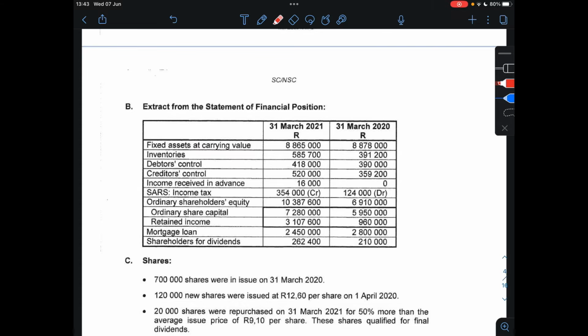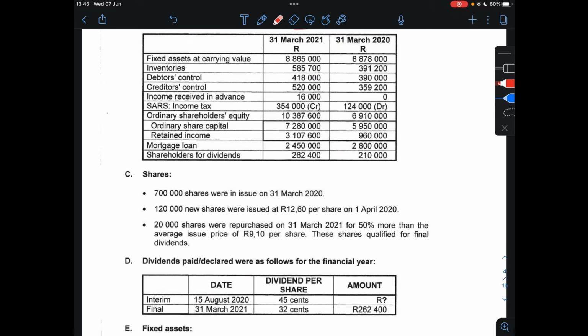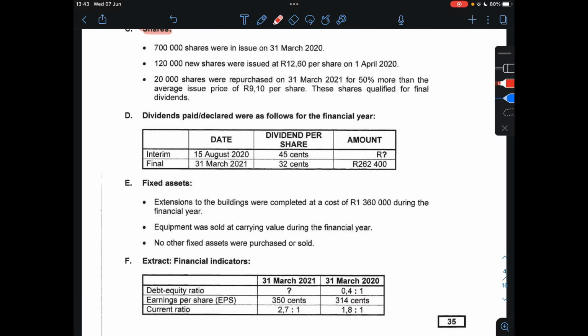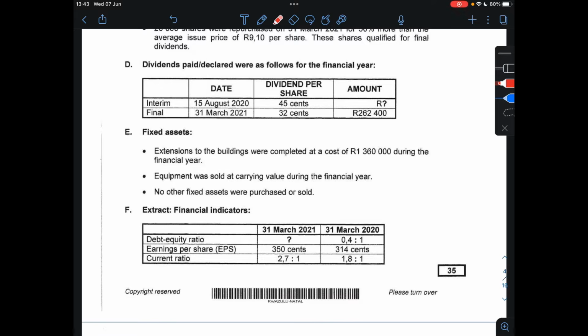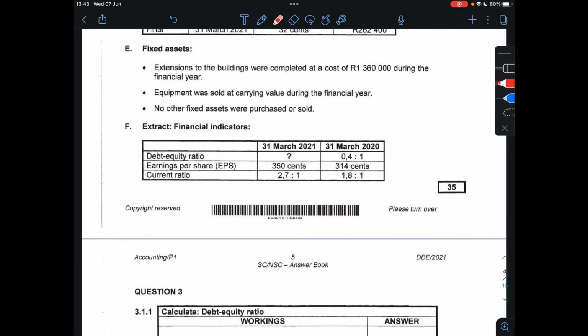And then B, you are given your extract from the statement of financial position, your balance sheet. And then you are given C, information about your shares, how shares were sold during the year, what shares were repurchased. And then D, you're given information about dividends that were paid and also declared for the financial year. Number E, we're given information about fixed assets. And then F, we are given an extract of financial indicators, which is what we will be dealing with today.